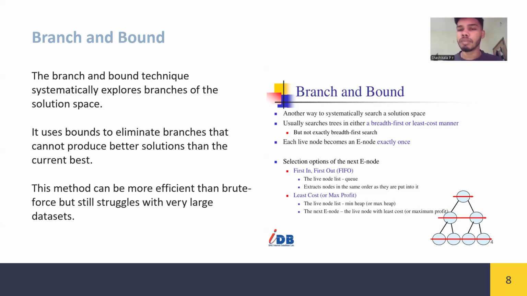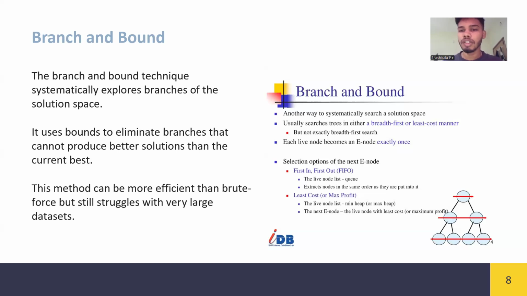This is another systematic search of the solution space method. The selection options are: the next E-node is FIFO and max profit. The live node list is a queue. With the help of the queue, it will be executed, so it will extract the nodes in the same order as they were put into it.